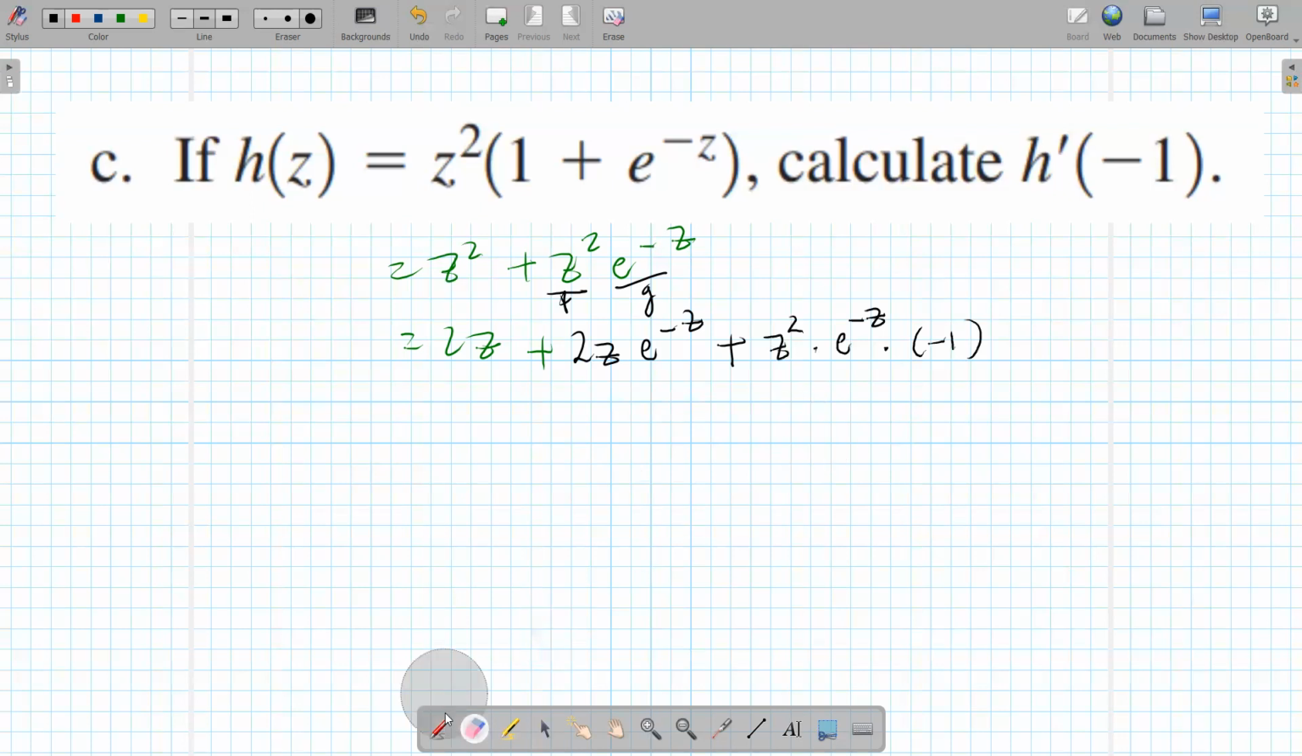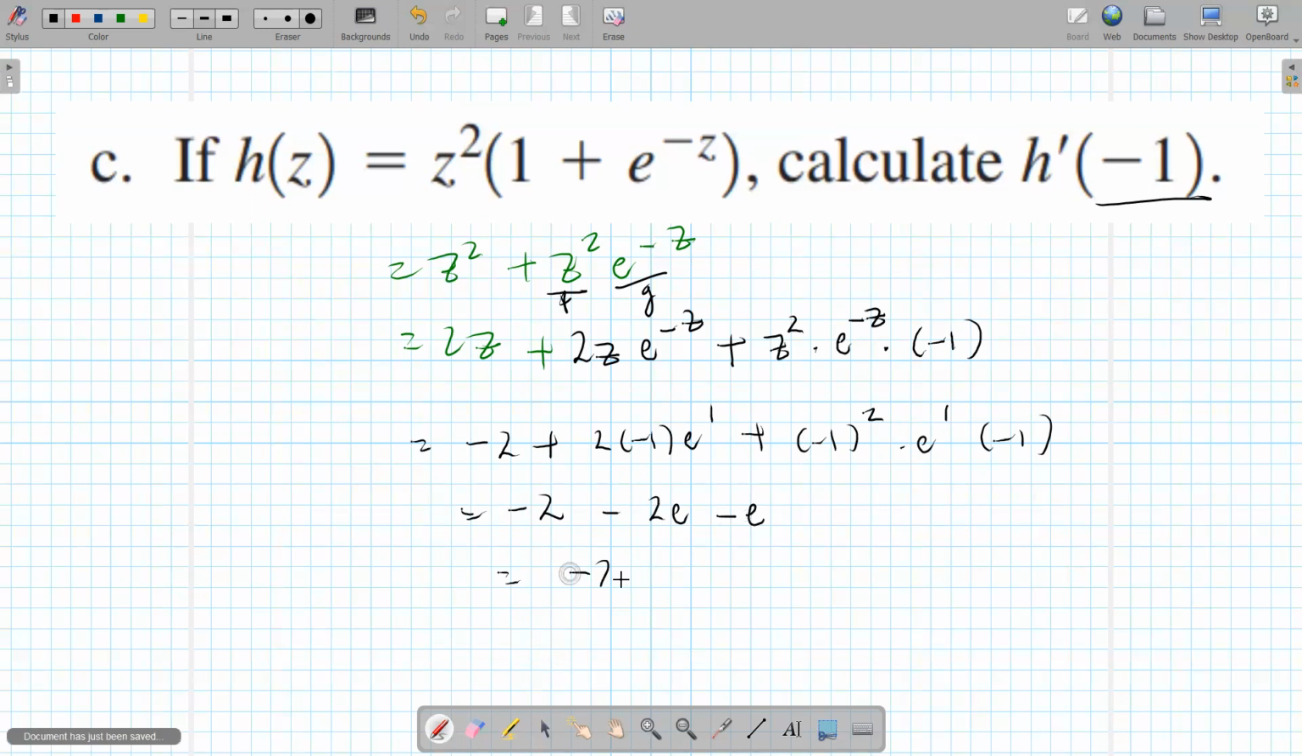Next, you just plug z as -1 everywhere you see it. So this is going to be -2 plus 2 times -1 times e to the +1, plus -1 squared times e to the +1 times -1. So you get -2 minus 2e minus e. So you get -2 minus 3e, and that's the final answer.